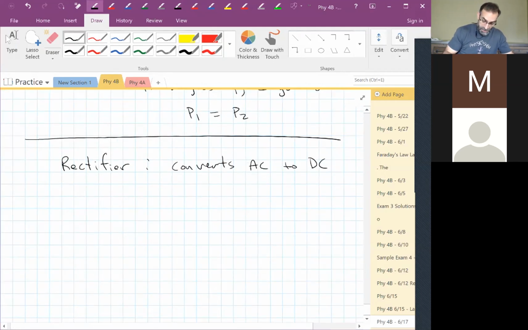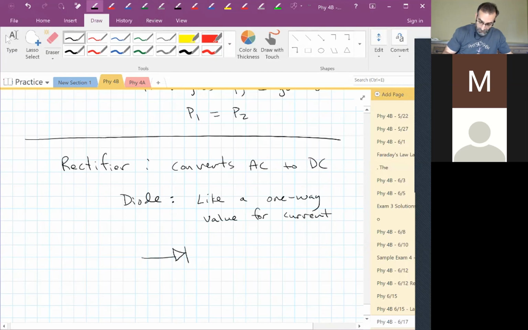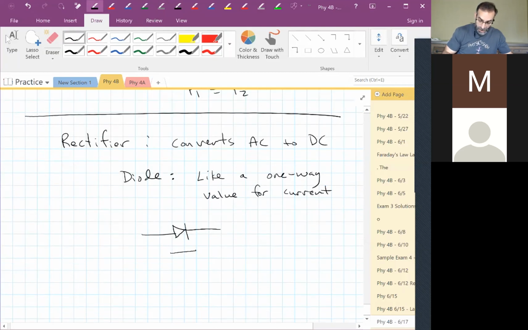How do we do that? We use something called a diode. A diode is like a one-way valve for current. And the symbol is this, like a little arrow. The current can only flow in this direction.